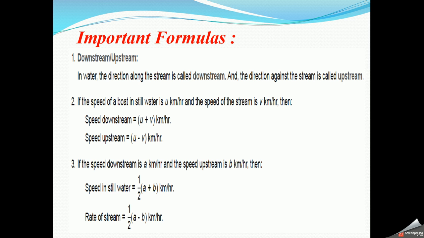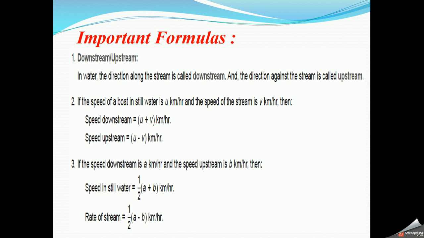Downstream and upstream. If your boat is in the direction of the stream, then it's called downstream. But if your boat is in the opposite direction of the stream, then it's called upstream. So if the speed of the boat in still water is u kilometer per hour and the speed of the stream is v kilometer per hour, then the speed of the downstream equals u plus v kilometer per hour, and the speed of the upstream equals u minus v kilometer per hour.